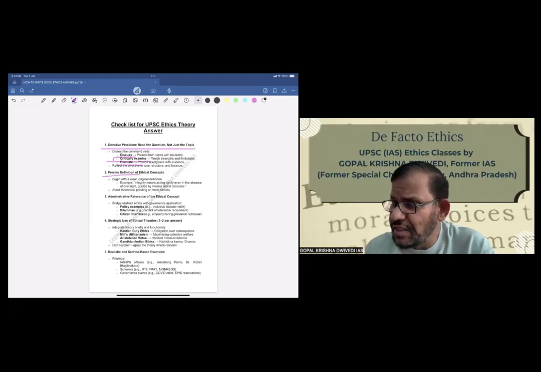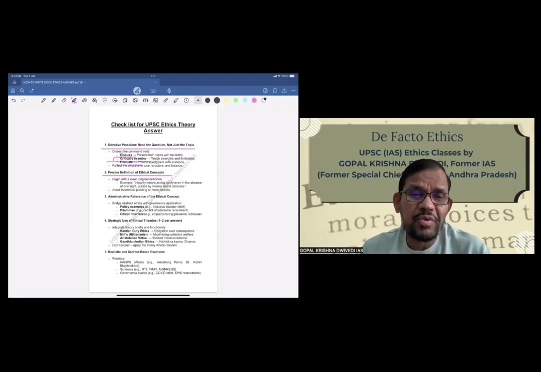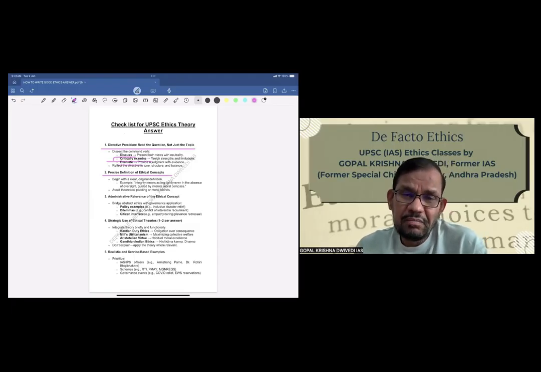Then, precise definition of ethical concepts, because you have to be very clear, and you cannot simply beat around the bush. You have to be very, very precise as far as the definitions and concepts are concerned. Because if you don't know, and you want to fool the examiner by adding unnecessary sentences and words, that kind of padding is not going to help you. So this is again important.